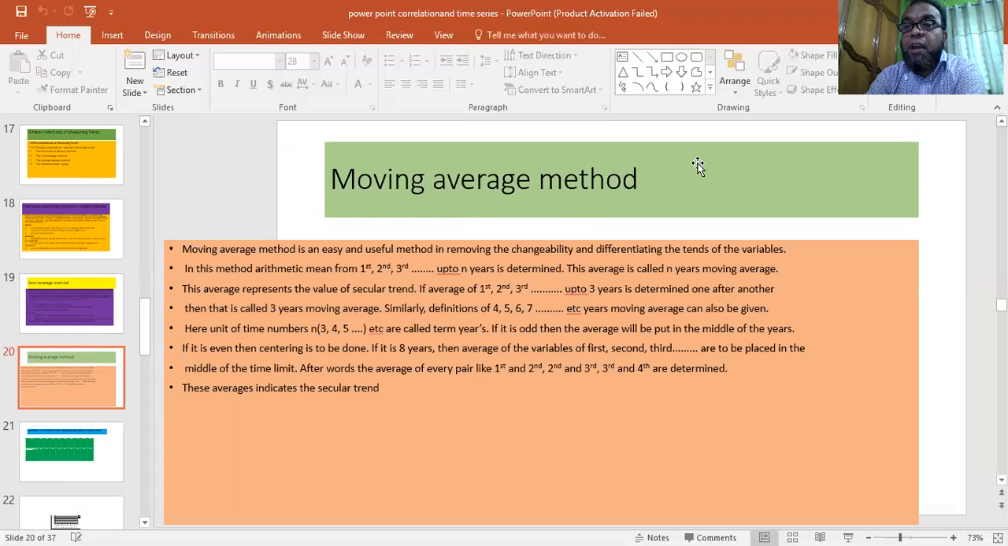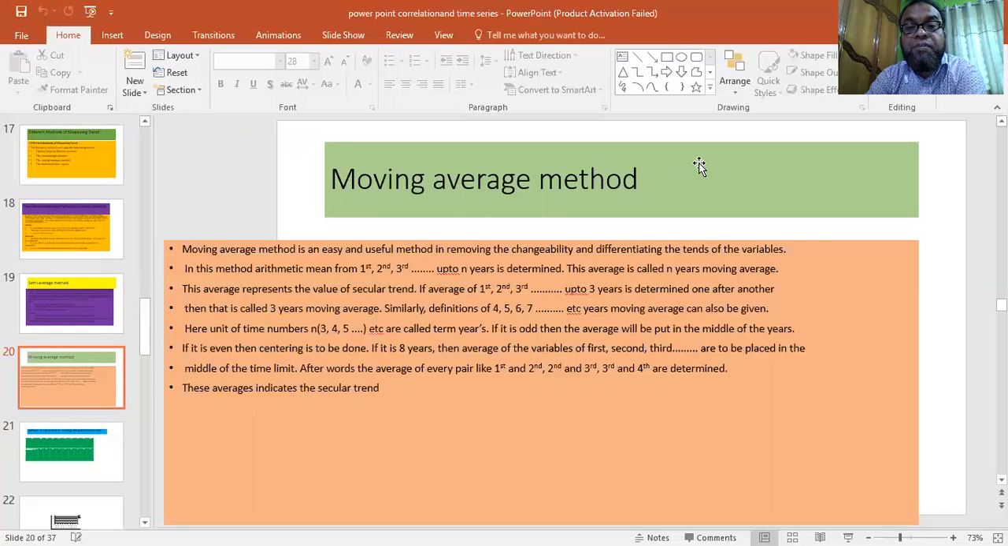Usually, in your class, you will get the 3 years moving average method or the 4 years moving average method. In the exam, usually the 3 years or 4 years moving average method will be set. This average represents the value of the secular trend. If the average of the first, second, third up to 3 years is determined one after another, that is called the 3 years moving average. Similarly, the definition of 4, 5, 6, 7 years moving average can also be given. Here the unit of time numbers 3, 4, 5, etc.